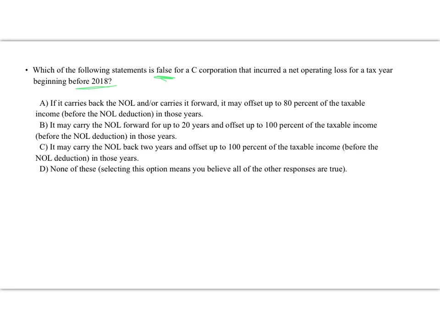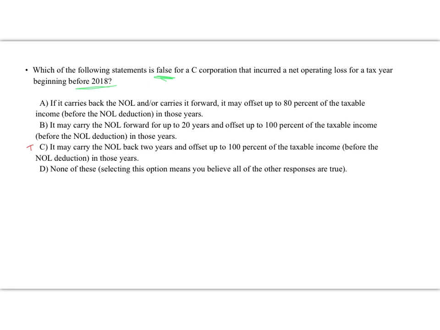Okay. So what do we know about those pre-Tax Cuts and Jobs Act years? Well, you could carry it back 2 years and you could offset 100%. So that is not false. That is a true statement. So I'm going to write a little T next to that. So now let's look at B. It may carry the net operating loss forward for up to 20 years and offset up to 100% of the taxable income before the net operating loss deductions in those years.